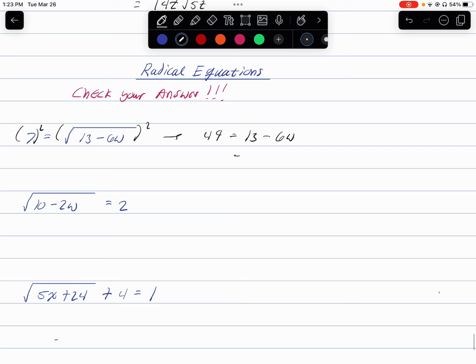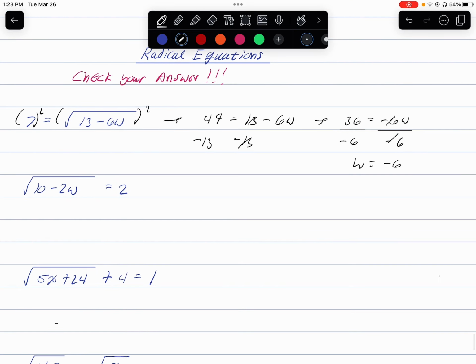Okay. So now what we can do is we can take 13 away from both sides, and we're going to get that 36 is equal to negative 6w. Now we can divide both sides by negative 6, and we get that w is equal to negative 6. So before we do that, though, we have to go back. We have to make sure that it actually works.